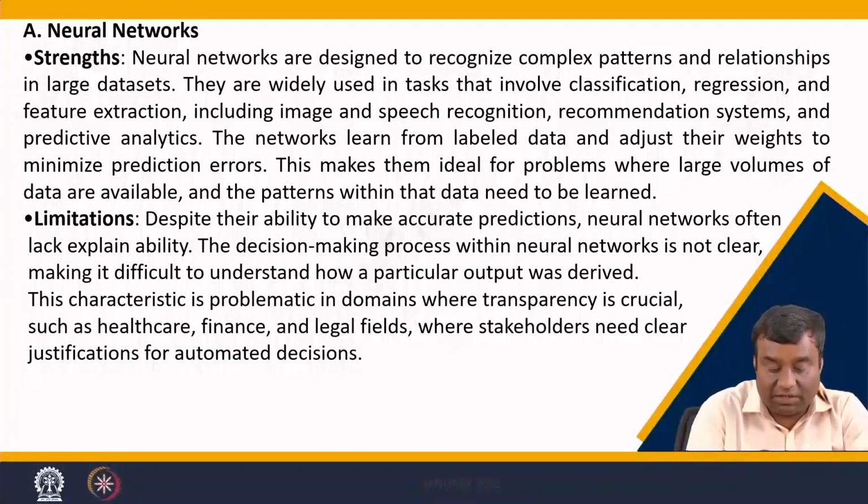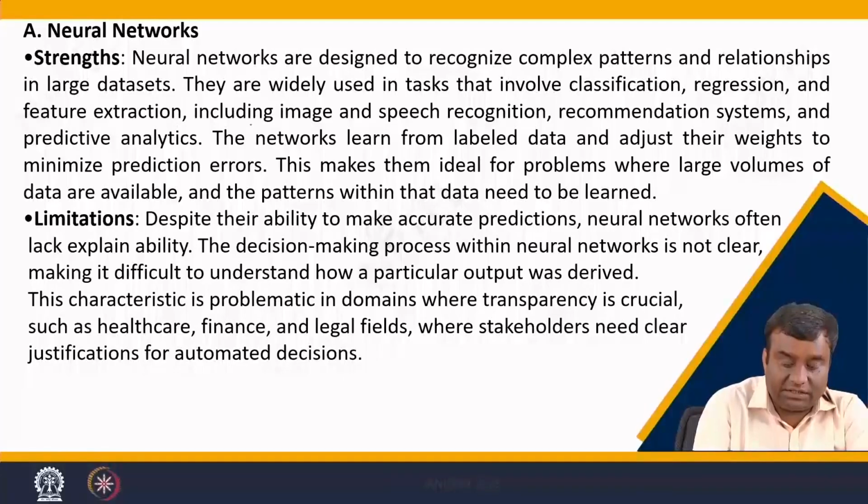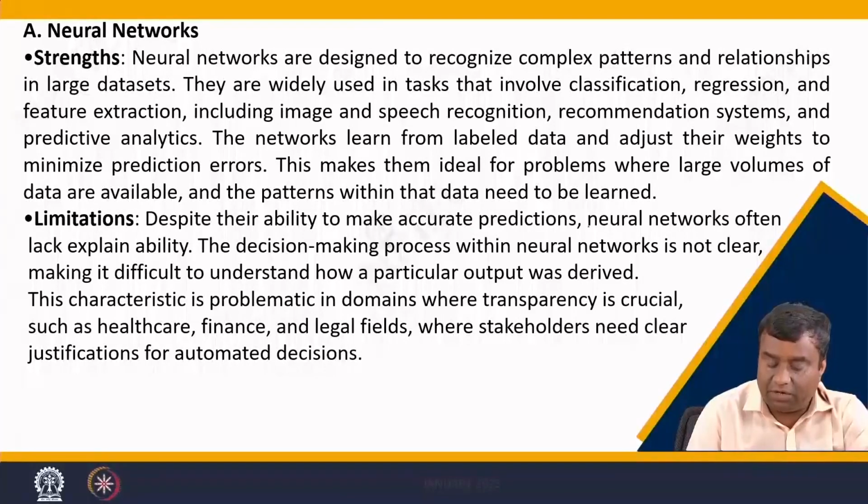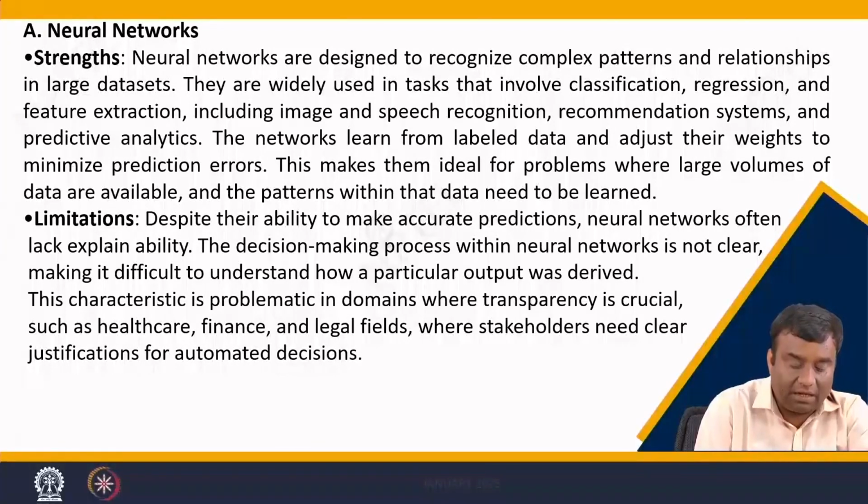Neural networks strengths. Neural networks are designed to recognize complex patterns and relationships in large datasets. They are widely used in tasks that involve classification, regression, and feature extraction, including image and speech recognition, recommendation systems, and predictive analytics. The networks learn from labeled data and adjust their weights to minimize prediction errors. This makes them ideal for problems where large volumes of data are available and the patterns within the data need to be learned.